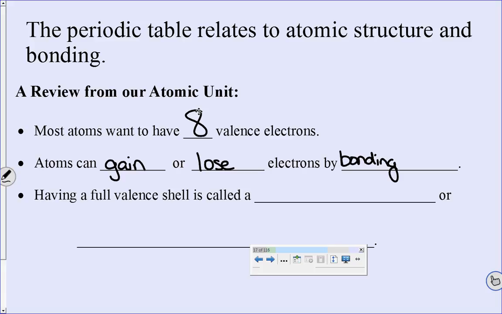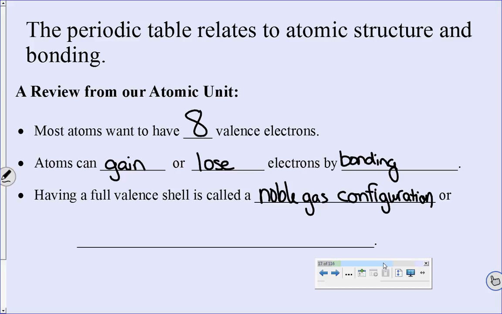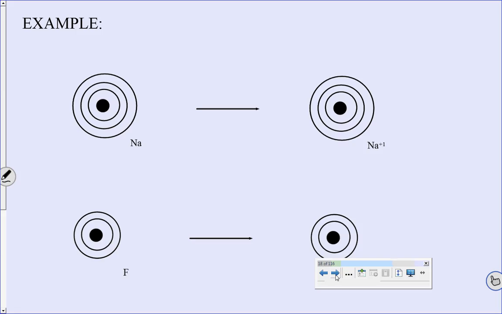Having a full valence shell can be called a noble gas configuration. Another statement that's sometimes used is a stable octet. So just a little review for you.